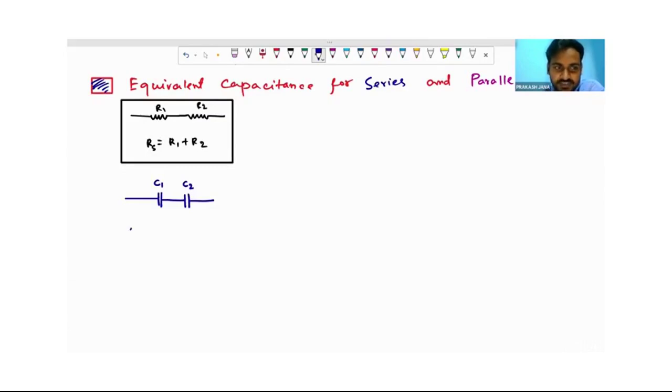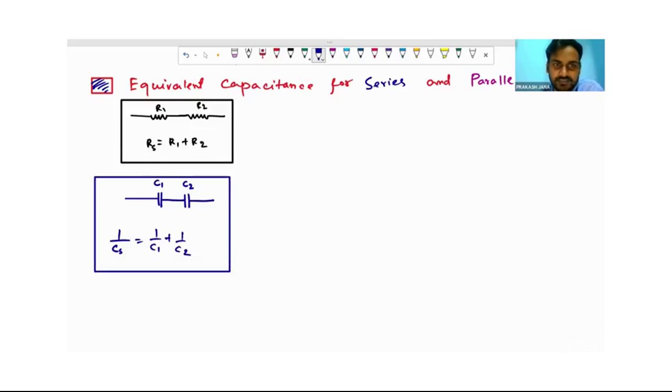Then what is the equivalent capacitance when they are connected in series? Here the scenario is just opposite to the resistance. As I am telling again and again, it is just the opposite, the inverse of the resistance scenario. That is, 1 by Cs is equal to 1 by C1 plus 1 by C2. Okay, so this was the case for series.